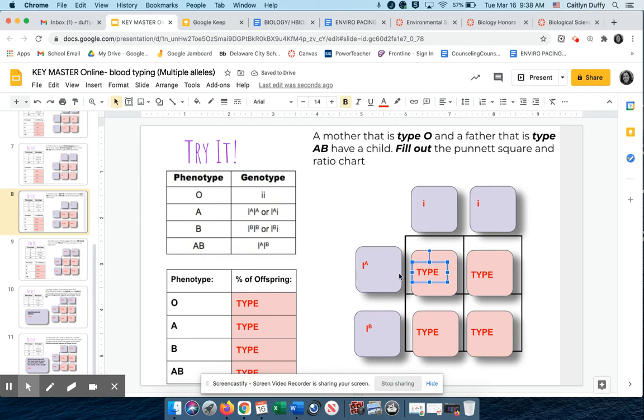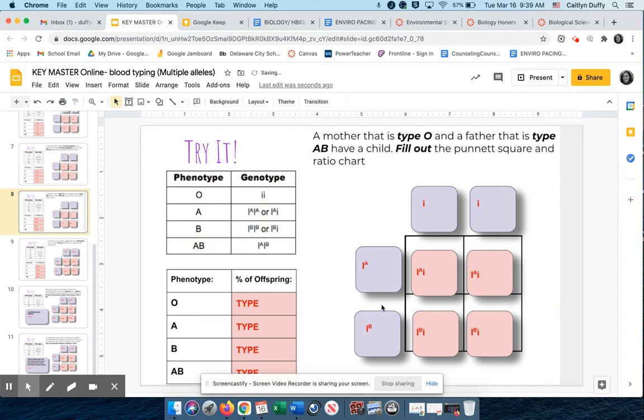All right, I'm going to get a big A from dad, a little i from mom. That blood type would be A. Here again, big A from dad, little i from mom. Again, type A. Here, big B from dad, little i from mom. And same exact thing for that last square.